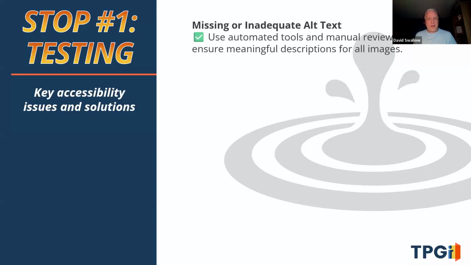So missing or inadequate alt text for images. So automated tests might flag some missing alt text, but not all cases are caught, especially if decorative images are misidentified or if alt text is inadequate. And the ripple effect of this is without alt text clearly flagged in testing, these problems will persist into production. What should happen is we should combine automated tools with manual reviews to ensure all images have meaningful context-appropriate descriptions.